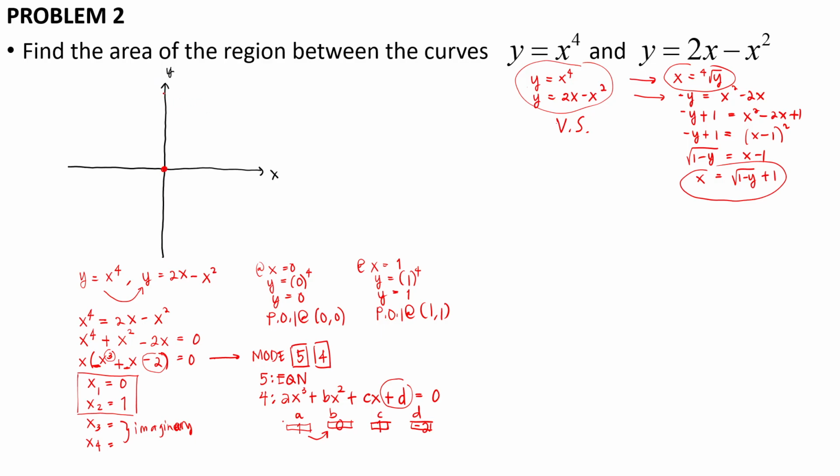And then the other one, so let's try to make it big. So let's say this is 0. Okay, so we know that the first graph, y equals x to the power 4, is opening upward. The second one is a parabola. So let's try to utilize this portion here.